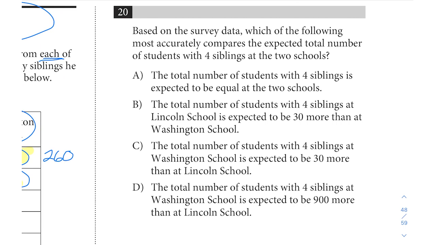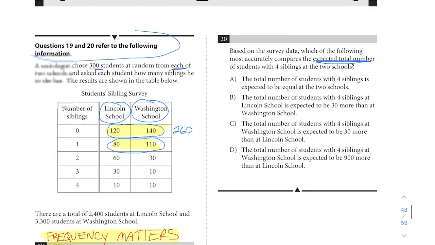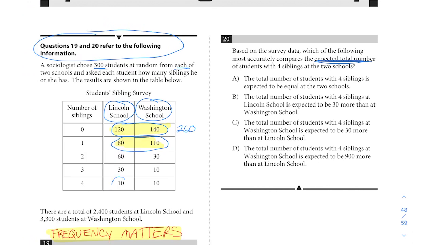Up next, let's take a look at question 20, which also pertains to this same data set. And here it says, based on the survey data, which of the following most accurately compares the expected total number of students with four siblings at the two schools? So expected total number. And here, if we look, we see that for 4 siblings, we have a value of 10 for each.